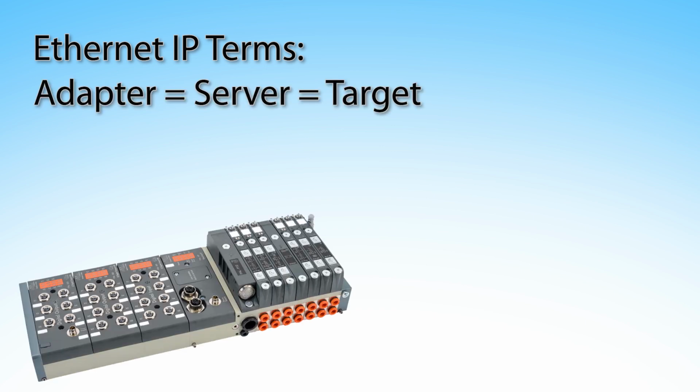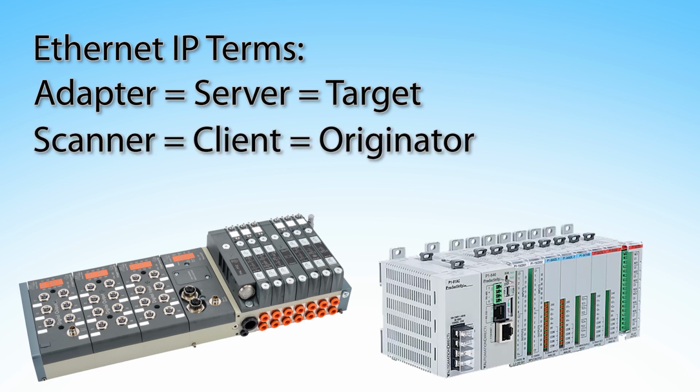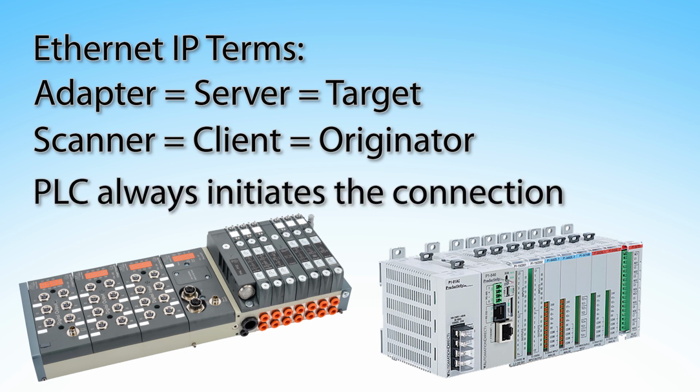A brief note on Ethernet IP. There are several terms that get used interchangeably. The PAL unit is an adapter. This is also called a server or a target. The PLC is a scanner, which may be called a client or an originator. So essentially, this means the PLC always initiates the connection for the exchange of data.